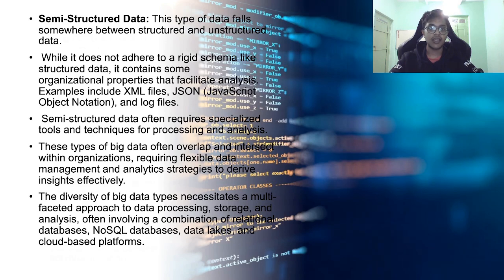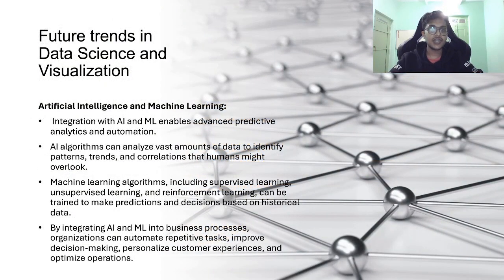Moving on to the next slide. We have the future trends in data science and visualization. Artificial intelligence and machine learning. Integration with AI and ML is going to enable advanced predictive analysis and automation. AI algorithms can analyze vast amounts of data to identify patterns, trends, and correlations that humans might overlook.